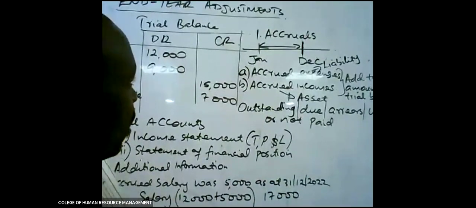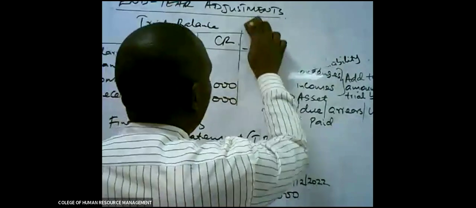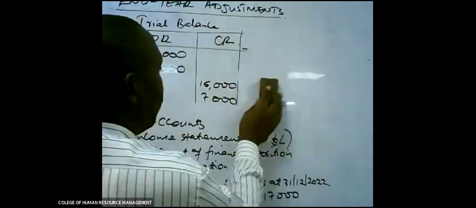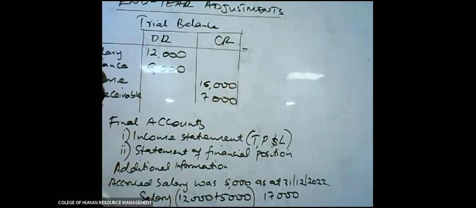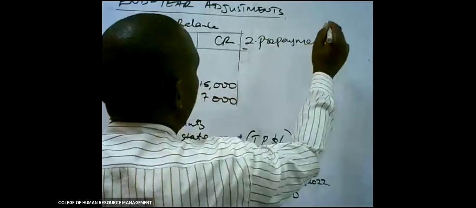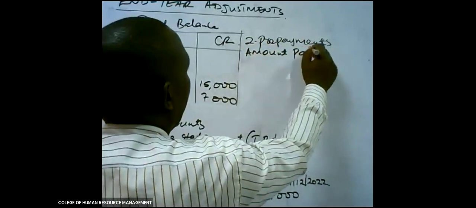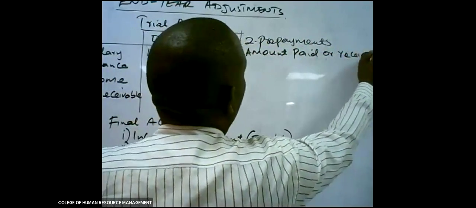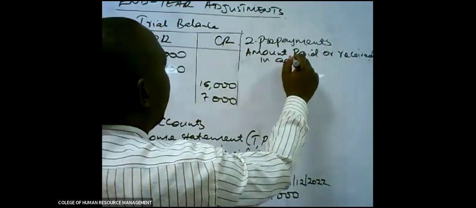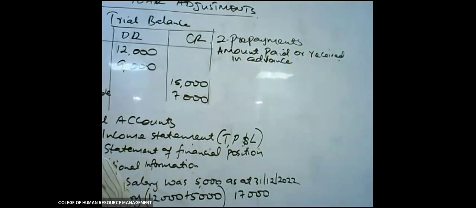We go to the end-year adjustment number 2, which is known as the prepayment. Prepayment. This is simply an amount paid or received in advance. Amount paid or received in advance before the due date. You have received that money before the time of receiving or paying that money has come.